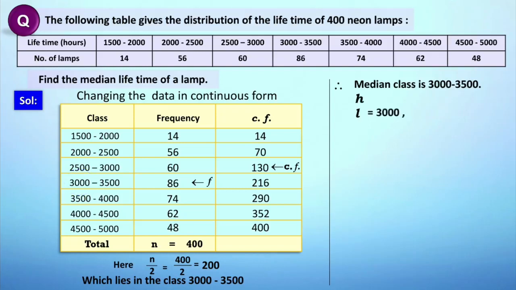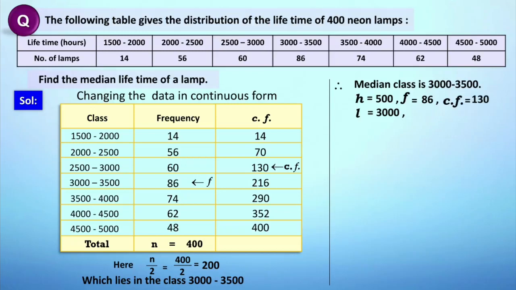Once we get L, we will be writing H. H is class width, that is 2000 minus 1500, that is nothing but 500. We know class width, we know L, we know F, that is frequency of the median class, that is 86. We mention 86 and then we mention CF as 130, that is cumulative frequency of the preceding median class.